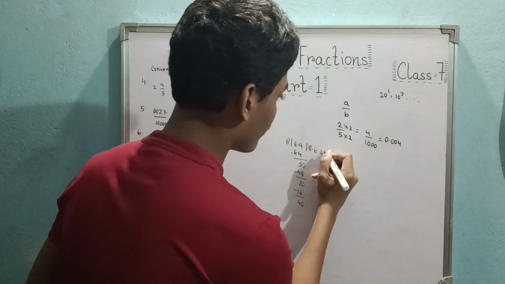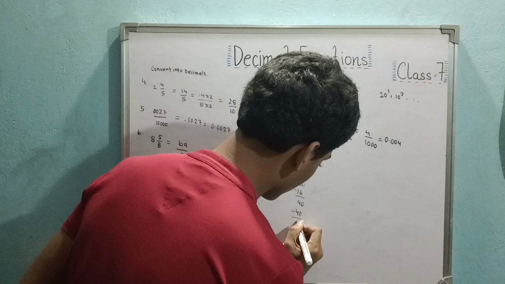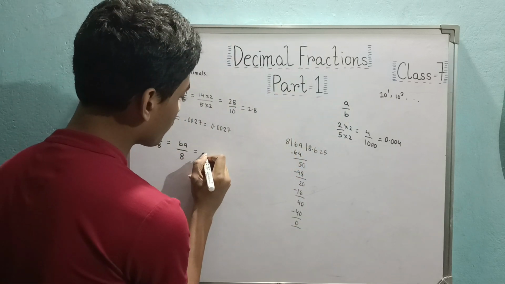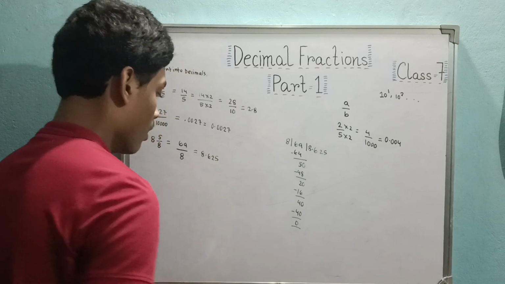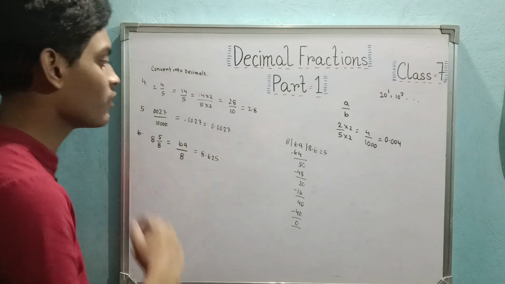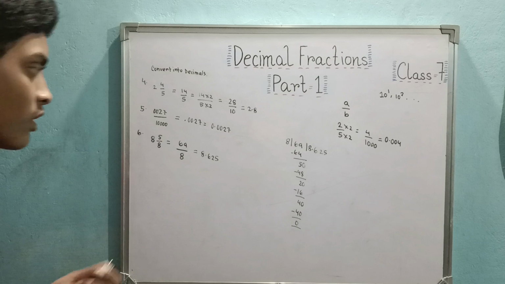Now see, 8 5s are 40. And 40 minus 40 is 0. Now no remainder is there. So the answer is equal to 8.625. Actually, all of these sums you can do using the division method, but it's a long process, right? So sometimes you need to do it.